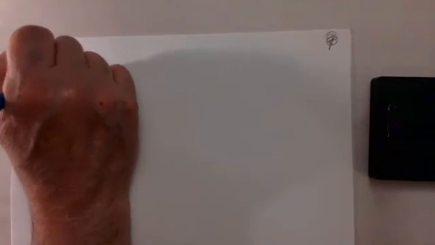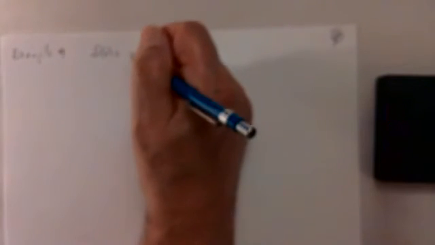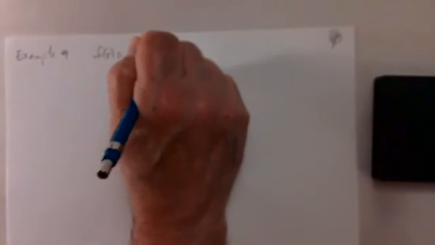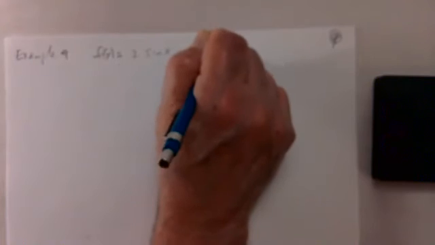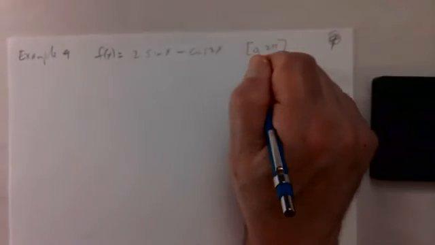This is page 9. Okay. One more example. Again, in the text, this is example 4. We have the function f of x equals 2 sine x minus cosine 2x. And I want to look at this on the interval from 0 to 2 pi. So 0 and 2 pi are the endpoints of the interval.